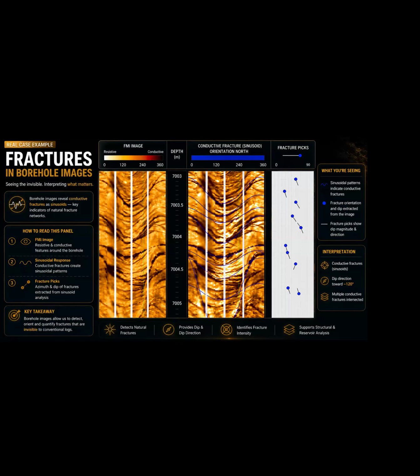I would say fractures maybe come in the first spot in terms of borehole image utilization. Most of the operators and people run the borehole image to understand the fracture criteria. There are a lot of applications, but maybe one of the most common is to see the fractures.